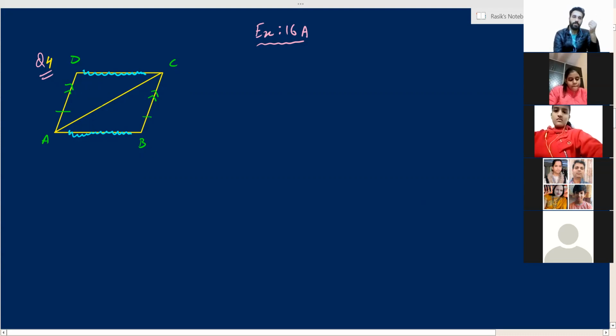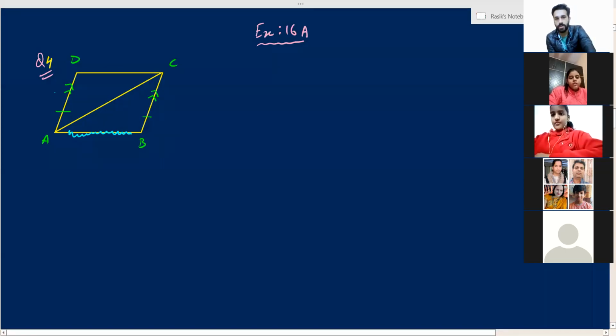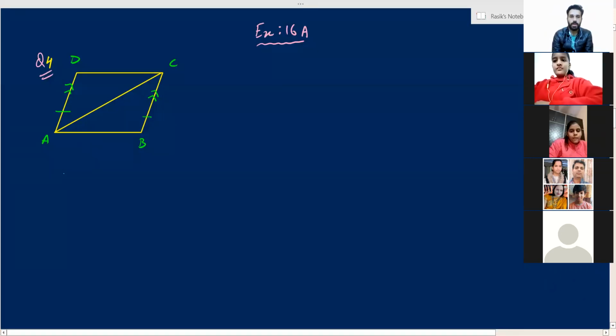So if we somehow prove that this triangle ABC is congruent to this triangle ADC, then we can say that the side AB will be equal to the side CD, corresponding parts. AB और CD equal हो जाएंगे. Am I right? Only if we somehow prove that the two triangles are congruent. So the first target is to prove that these two triangles are congruent, and then we can say that AB is equal to CD. So let's start doing it.